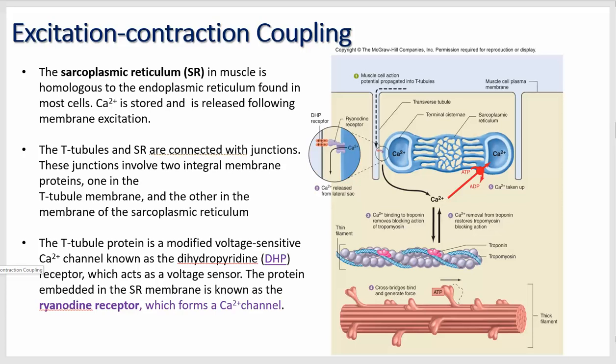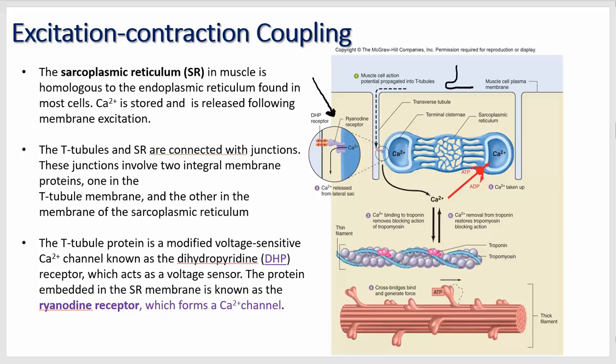look at that. So here is a blow up of the DHP and the ryanodine receptor. So this is kind of the same thing, just a little bit different perspective. So the sarcoplasmic reticulum in muscle is homologous to the endoplasmic reticulum found in most cells. Calcium is stored and released following membrane excitation. I also say that calcium is stored in the endoplasmic reticulum of most cells too, by the way. So there's the calcium stored in the ER, and then we've got the microtubules. They're not showing them here. Microtubules and actin kind of spread all through there too.